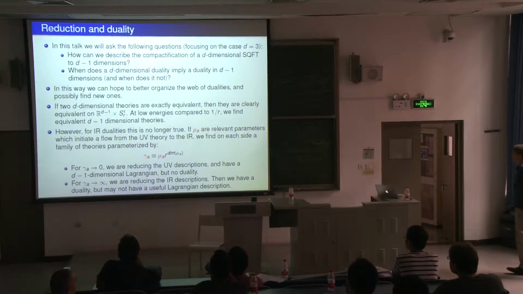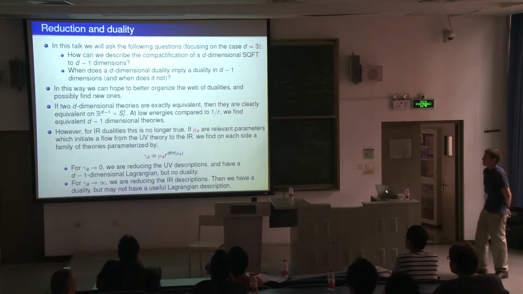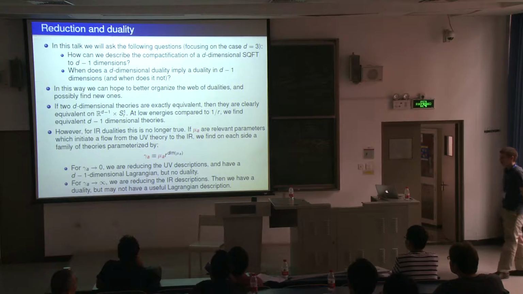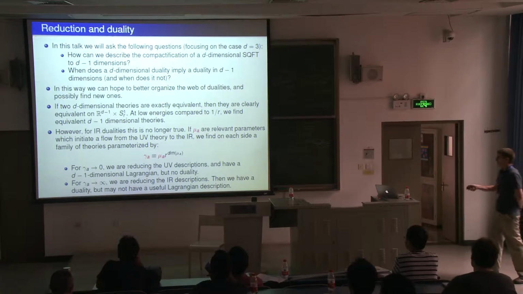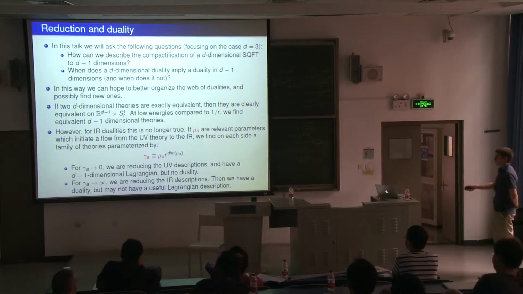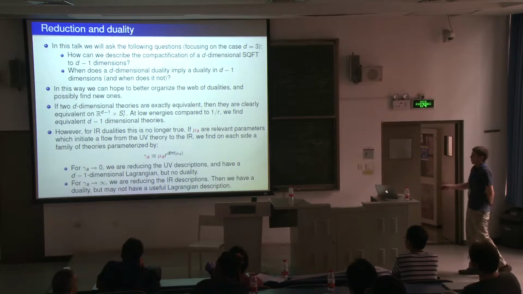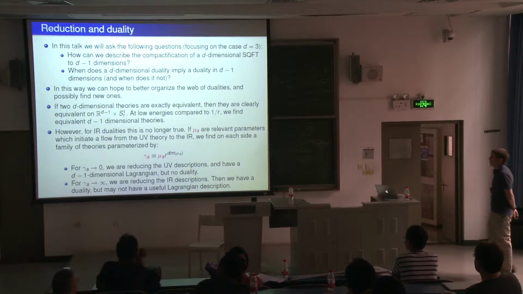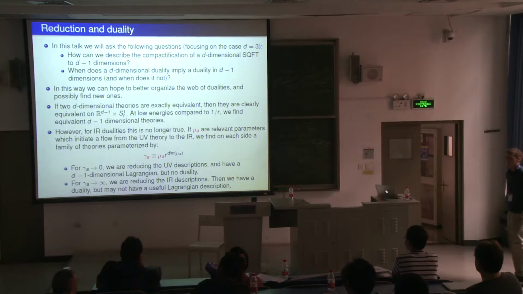To understand what's going on, we can look at the relevant parameters which initiate the flow from the UV to the dual IR theories. Let me define these quantities, which I've multiplied by a suitable power of r so that they're dimensionless, where r is the radius of the circle, and these mu_a are the relevant parameters. So when this dimensionless parameter gamma is very small, then we're effectively reducing the UV description of the d-dimensional theory.